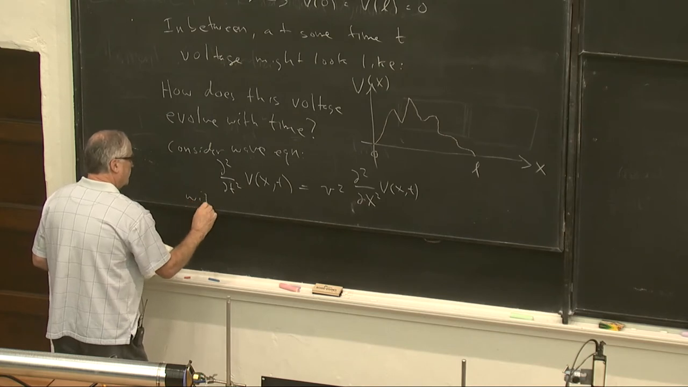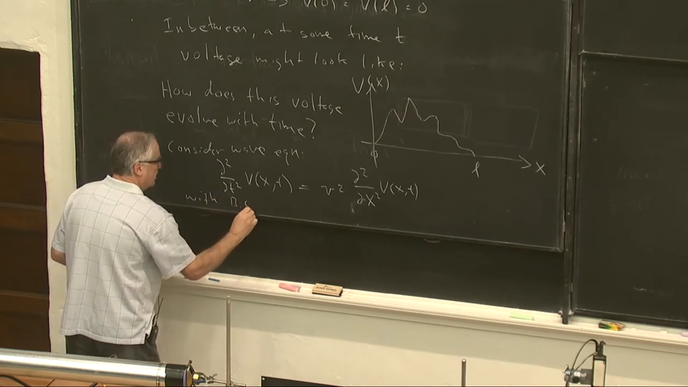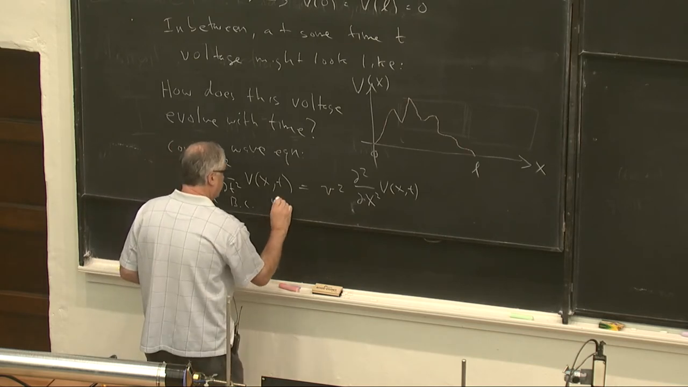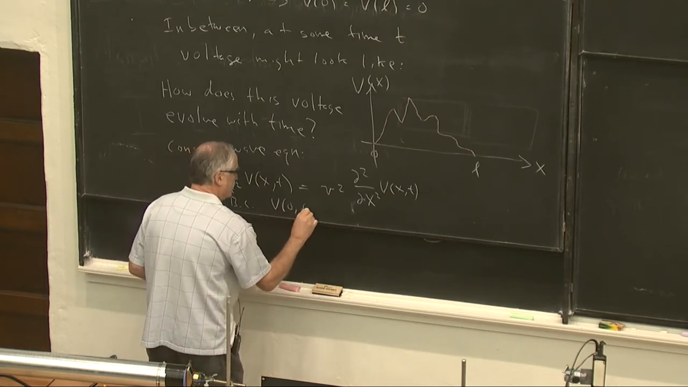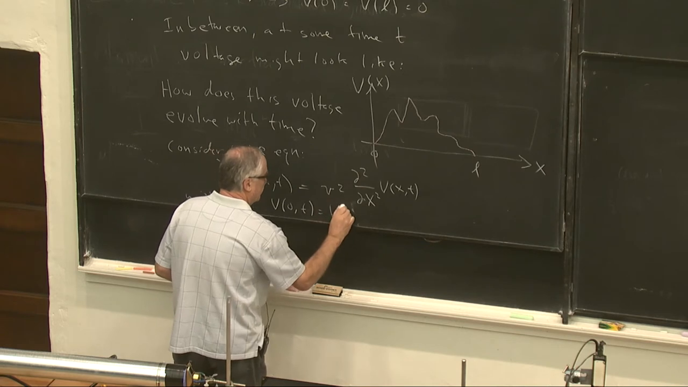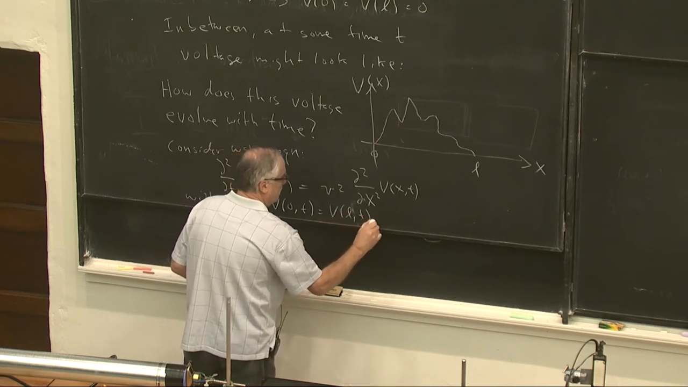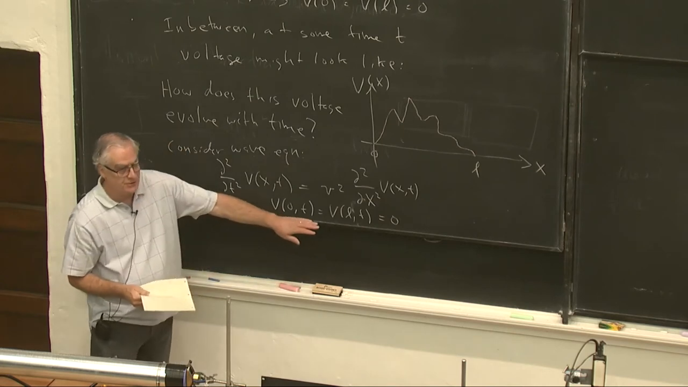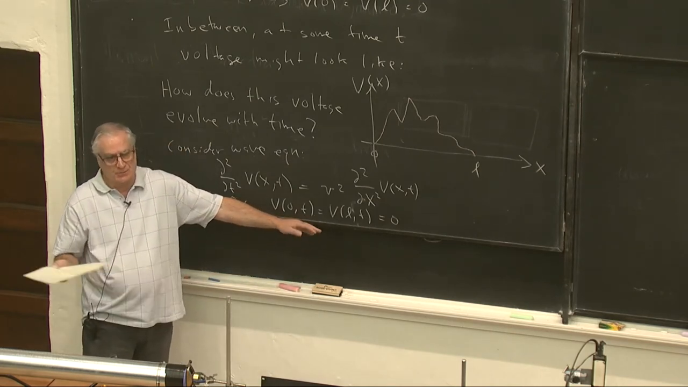And I have the boundary conditions again. So I have a differential equation, a partial differential equation, with boundary conditions that V of 0 and t and V of L and t is equal to 0. So these boundary conditions hold for all time because I'm shorted for all time.